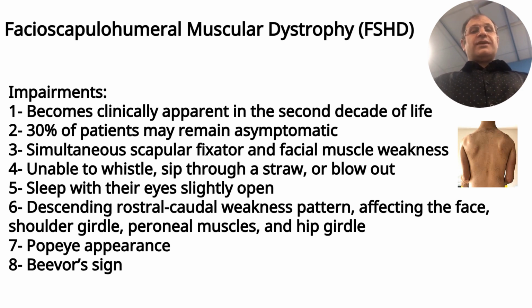The scapulae are winged and laterally displaced, with preferential wasting of the lower trapezius muscles. The biceps and triceps are disproportionately wasted compared to the deltoids, creating a Popeye appearance. There is also a preferential weakness of the lower abdominal muscles, causing the umbilicus to move upward during neck flexion, Beavor's sign, a finding specific to FSHD among muscle diseases.